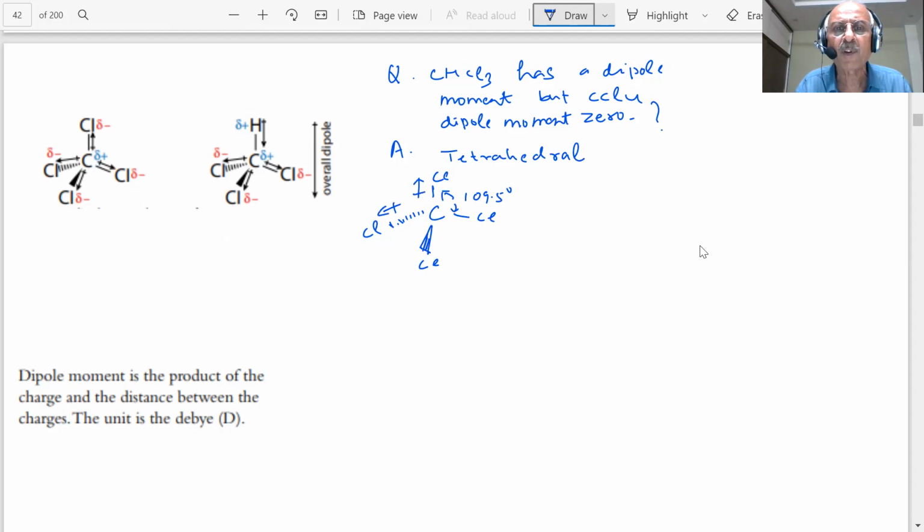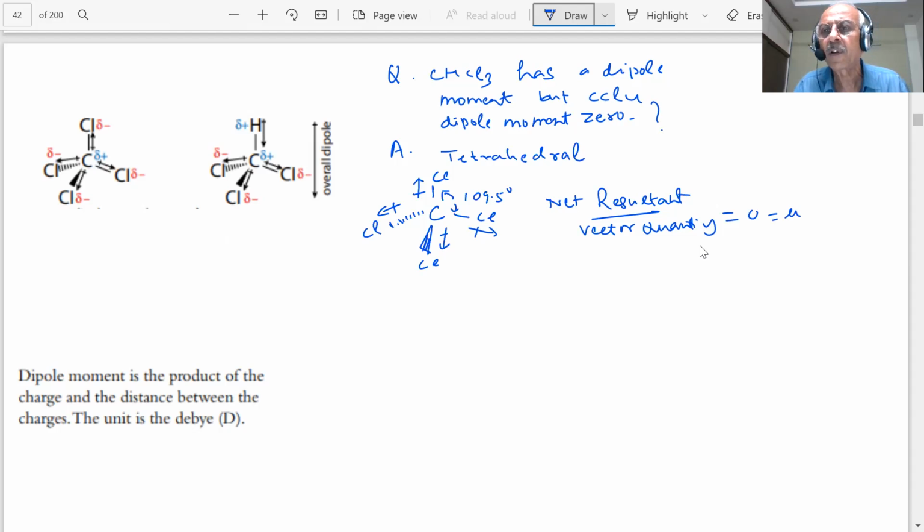The dipole moment is in this direction, this direction, this direction, and the net resultant, because it is a vector quantity, is 0. So the dipole moment is 0 in the case of CCl4. CCl4 is a symmetric, non-polar molecule, because the dipoles cancel. But what will happen in CHCl3?